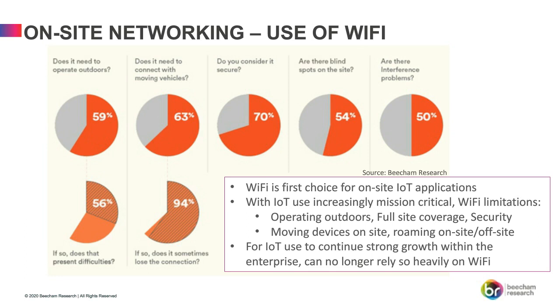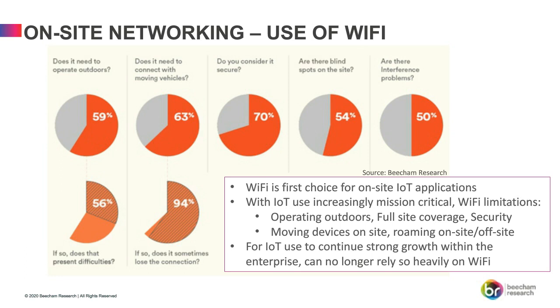And are there interference problems? And again, half of them, 50%, said that there were. So, yeah, although Wi-Fi is the first choice for on-site IoT applications, with IoT use increasingly becoming mission critical, it's becoming more central to operational activities on site. Wi-Fi does have limitations.